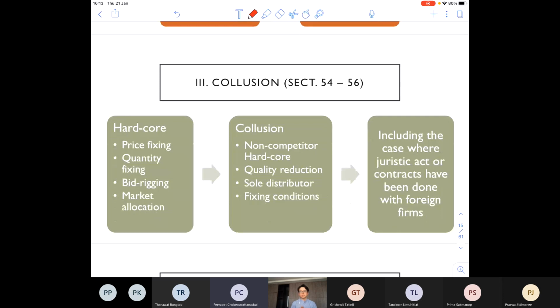And collusion. This is, as I said, you have the hardcore collusion and you have just typical collusion, okay, where you are non-competitors or you agree to reduce quality, or you have this sort of sole distributor or any fixing conditions in your terms of trade. We will go into detail later.